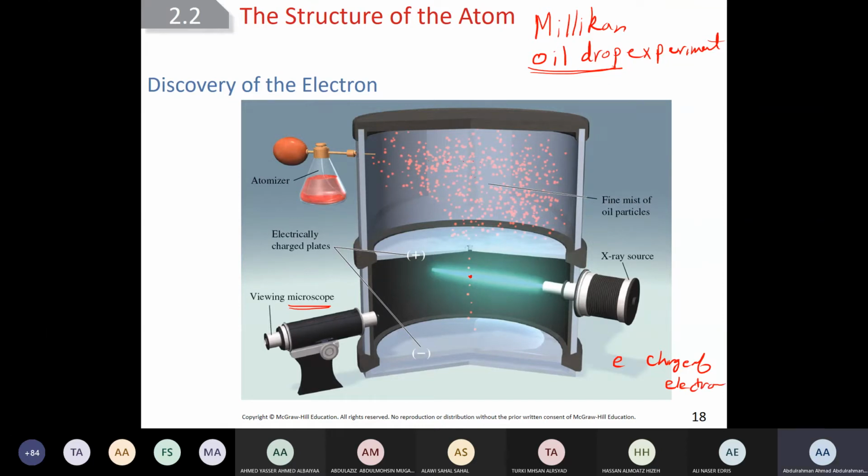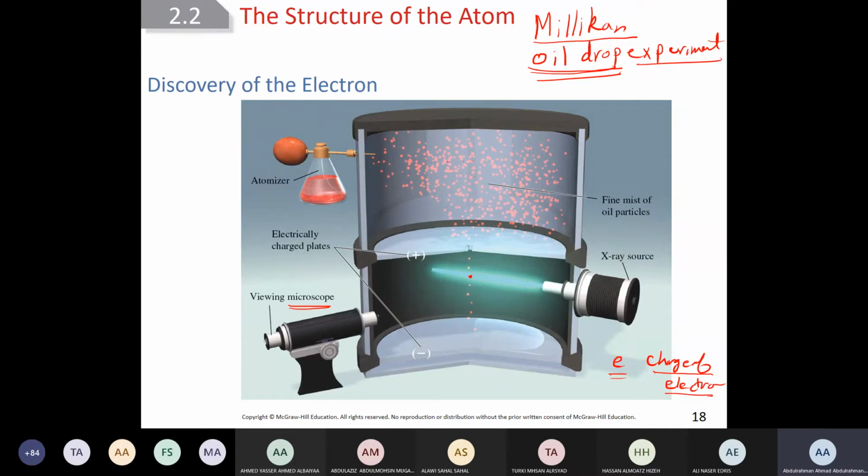So that's what I wanted you to answer me now. What's the name of the scientist? Millikan. What's the name of the experiment? Oil drop experiment. Okay. What was he able to find? The charge of electron. Charge of electron, which is E. Okay.